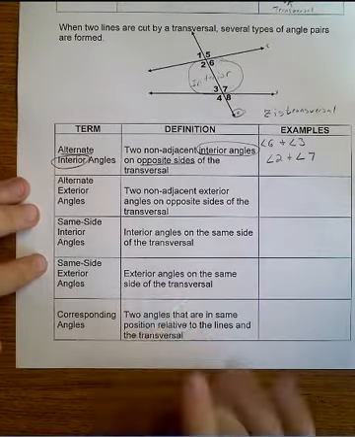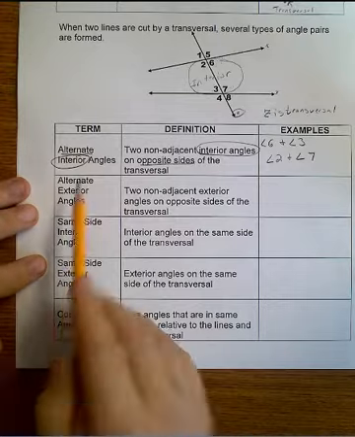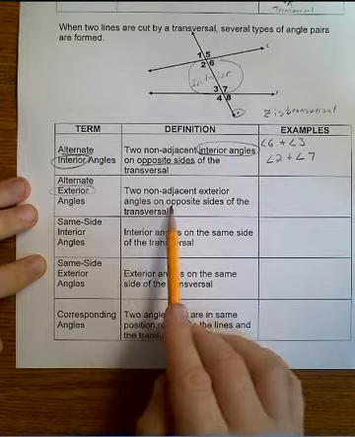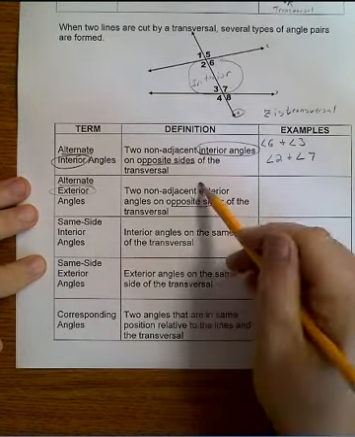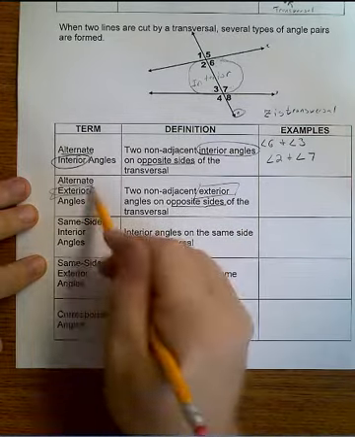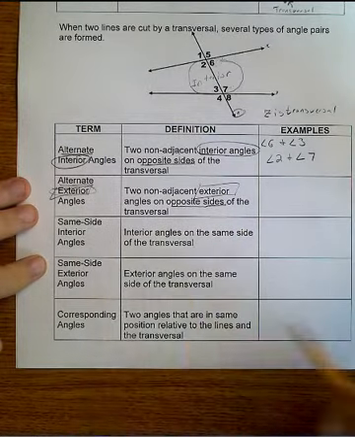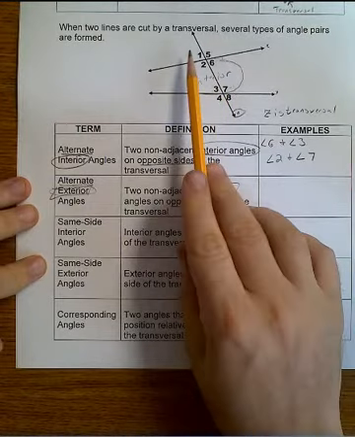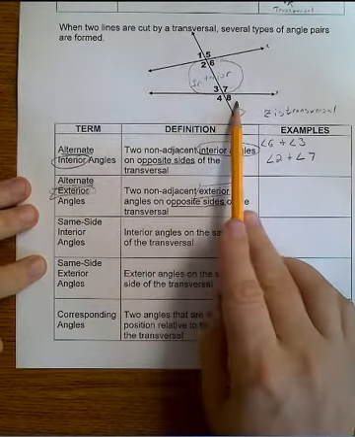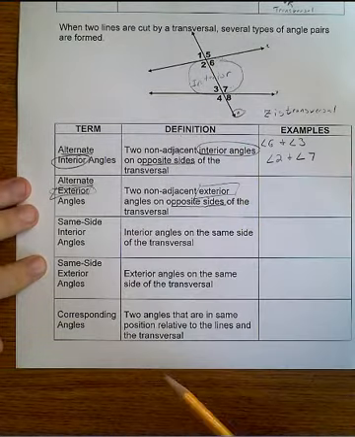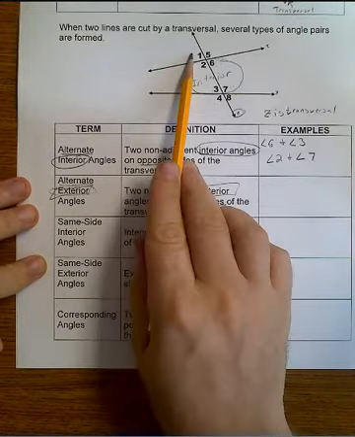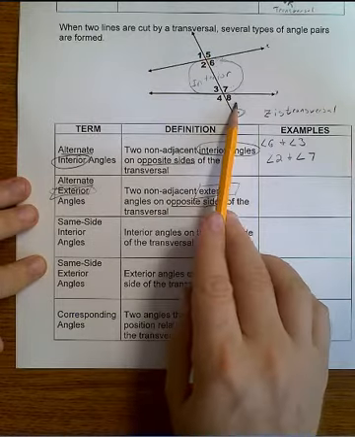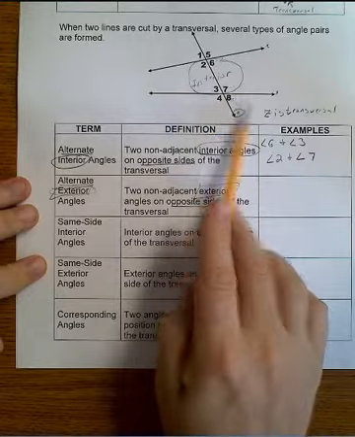Now, because I have alternate interior, we also have alternate exterior. Again, these are on opposite sides of my transversal, but they are exterior. So, I'm not talking about 2, 6, 3, or 7. What I'm talking about is 1, 5, 4, and 8 when we're talking about exterior. So I start with angle 1. Its alternate exterior angle, again, it's not going to be 5. It's going to be jumping over here to 8. 1 and 8 are alternate exterior.